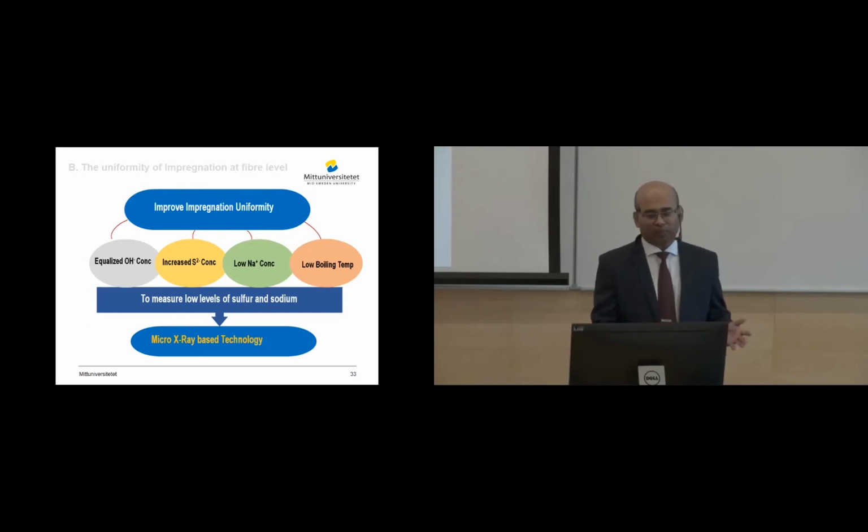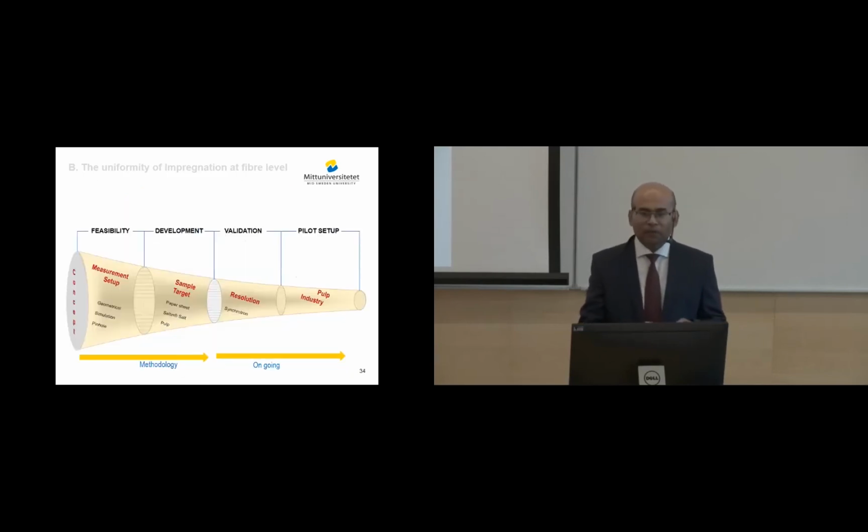If we go for kraft pulp, we can follow the Engstrand principle, where he mentions we need to equalize hydroxide concentration, sulfide concentration, low sodium concentration, and low boiling temperatures. And that might help to measure the level of sulfur and sodium. And that's the concept we can use in our case when we develop the micro X-ray technology.